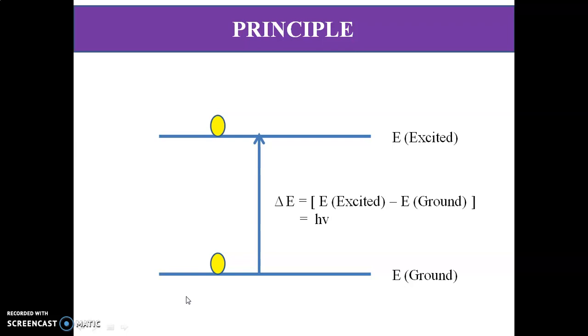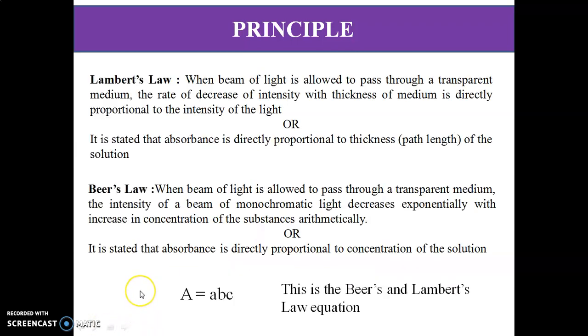Criteria for the simultaneous equations are: number 1, both drugs should be soluble in a common solvent. Number 2, both drugs should not interact chemically with each other. Number 3, lambda max of 2 drugs are reasonably dissimilar. Number 4, both drugs should have absorbance at both wavelengths.